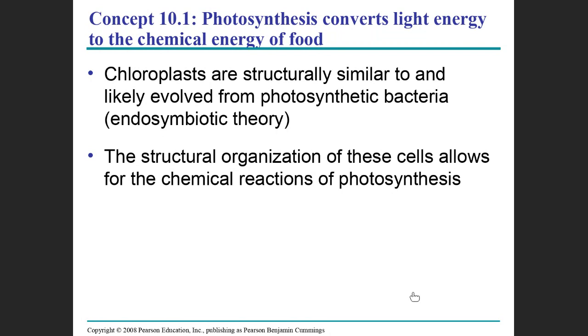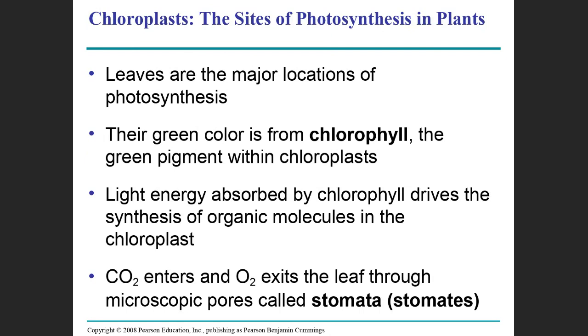And the structural organization of cells allows for the chemical reactions of photosynthesis to occur. And so the structure of a chloroplast, which we'll see shortly, enables photosynthesis to occur very efficiently. So in plants, leaves are the major locations of photosynthesis. It can also occur in stems. A green stem also has chloroplasts, so photosynthesis can occur in plants that have green stems.